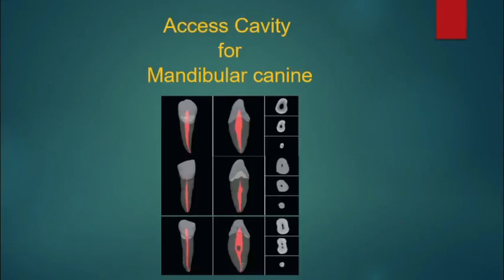Now, the next tooth is the mandibular canine. The shape of the access cavity is very similar to that of the maxillary canine, which is oval in shape. But we have to note that sometimes the mandibular canine can come with an extra apical canal, and sometimes it splits into two canals, but then they return to join and exit apically as one canal. This is also common.